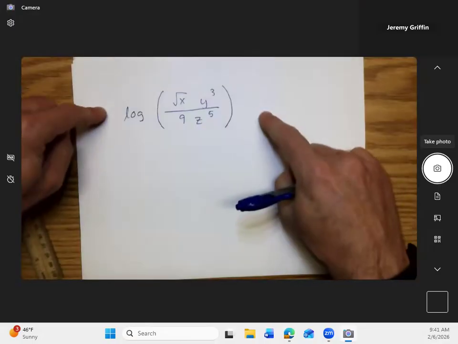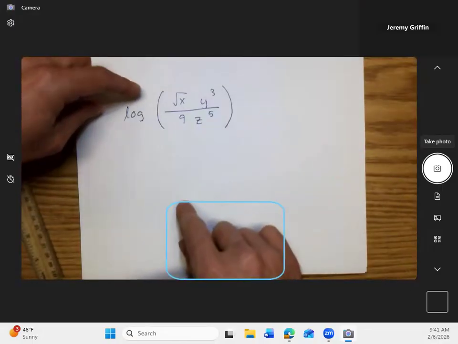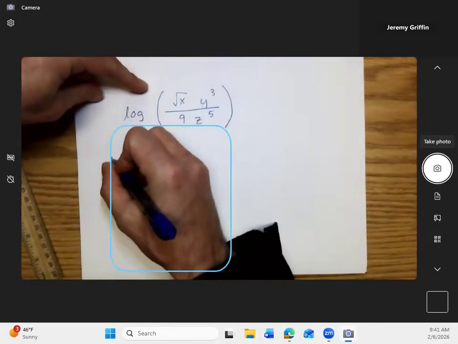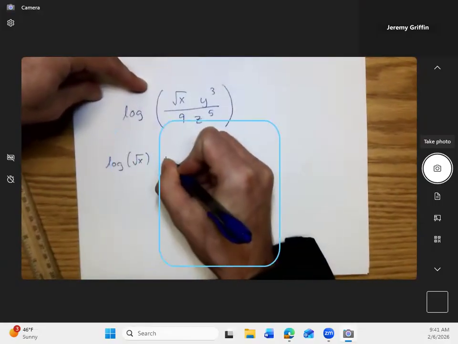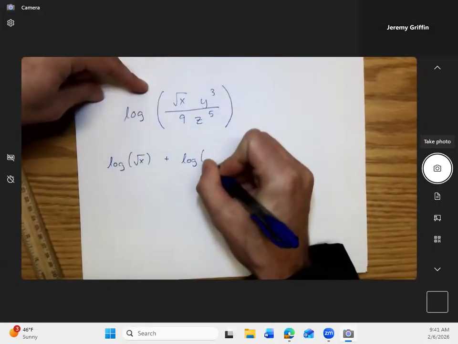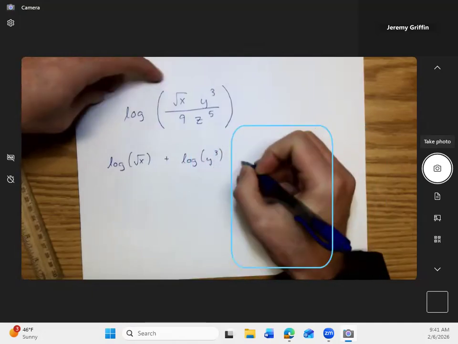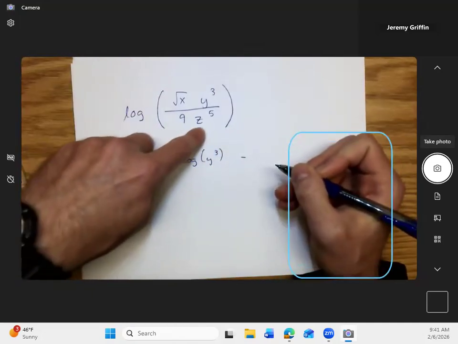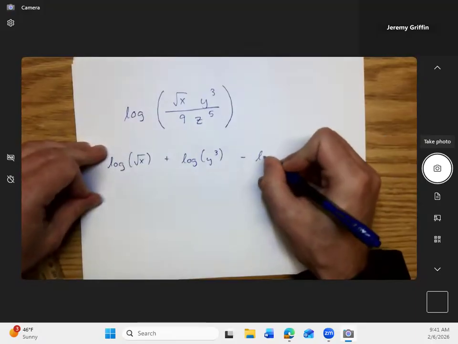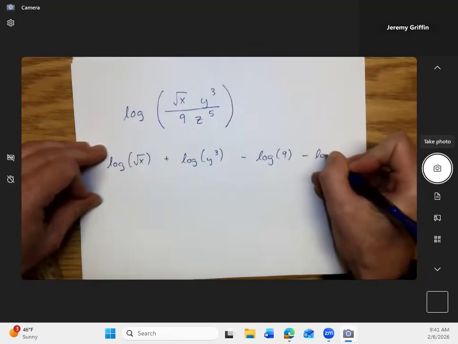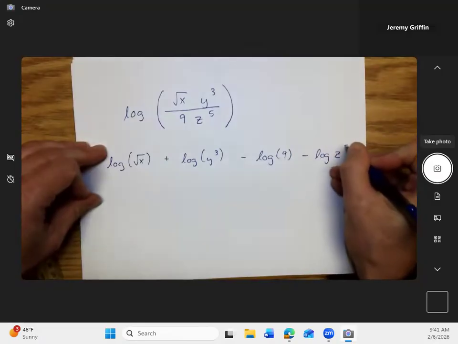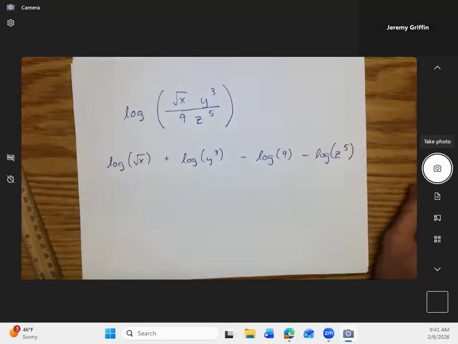So here's what I gave you. Now I know I can do the say log of root x and then plus log y to the 3, right? And then subtract because it's dividing down here. So minus log 9 and then minus log z to the 5, right? But I could do some other stuff with this too.